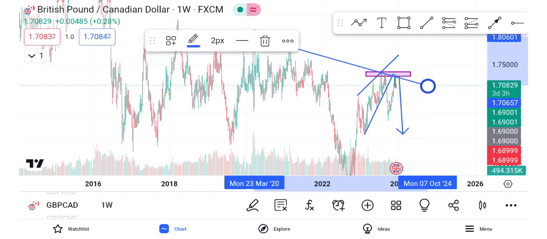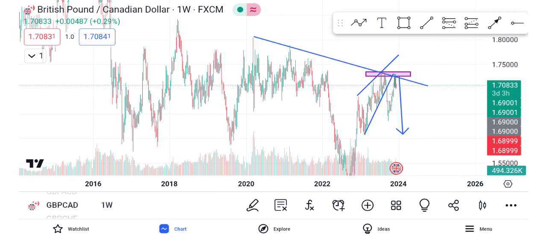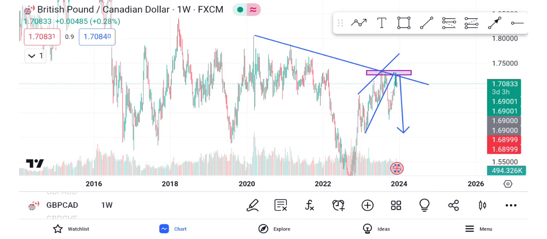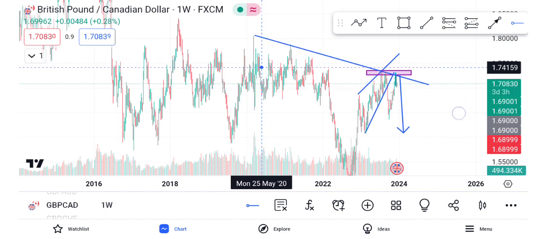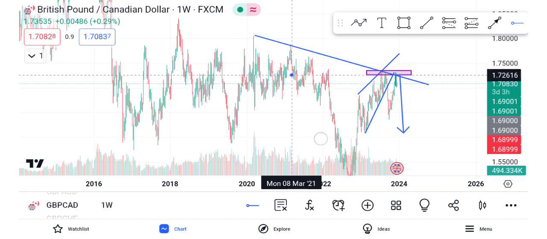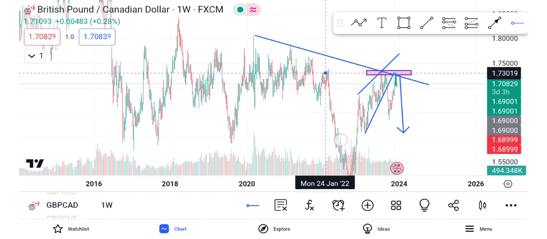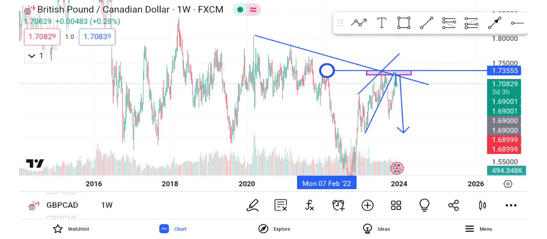As you can see here now, there is a trend line on the weekly time frame that is going to reject the price back, and also there is this resistance level here on the weekly time frame that is going to reject the price back down. So now we know we are not selling at the support level.